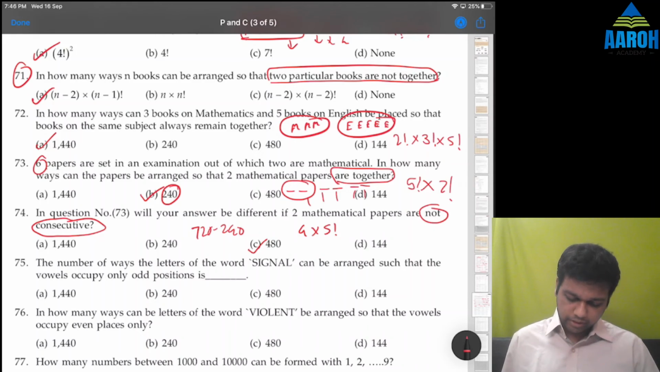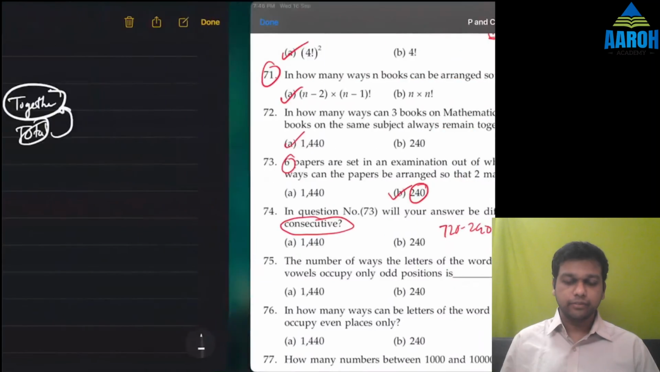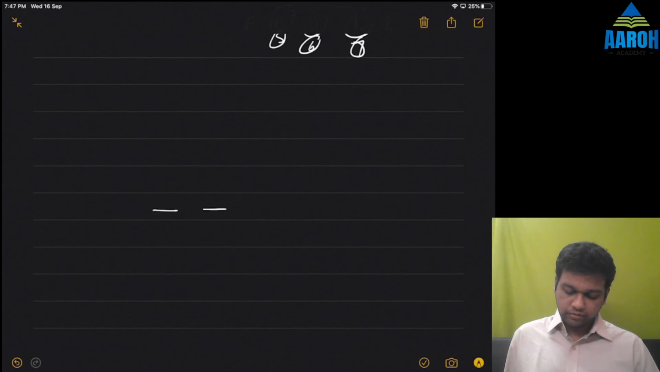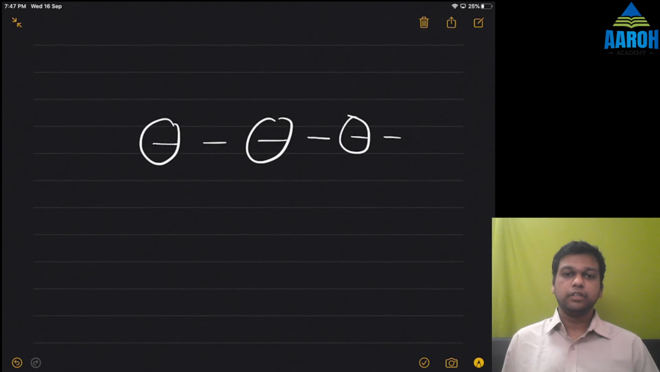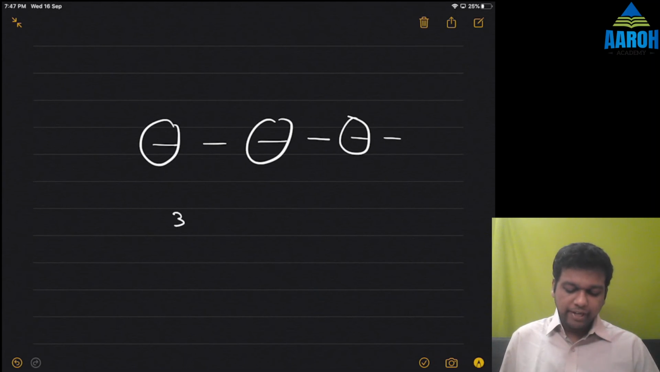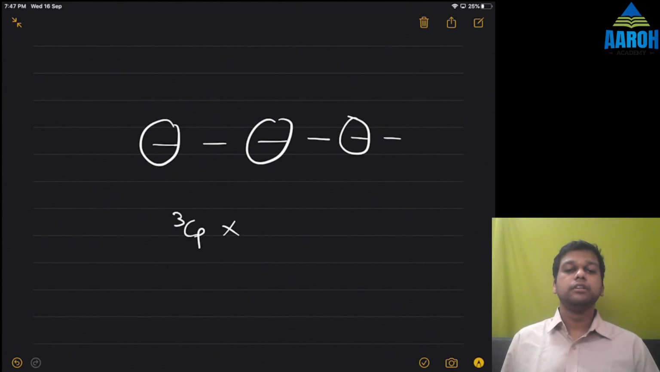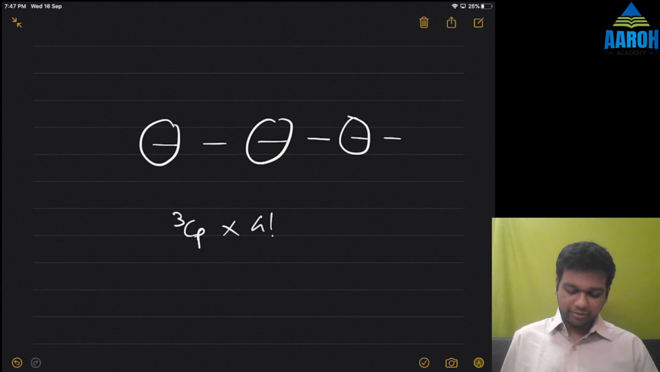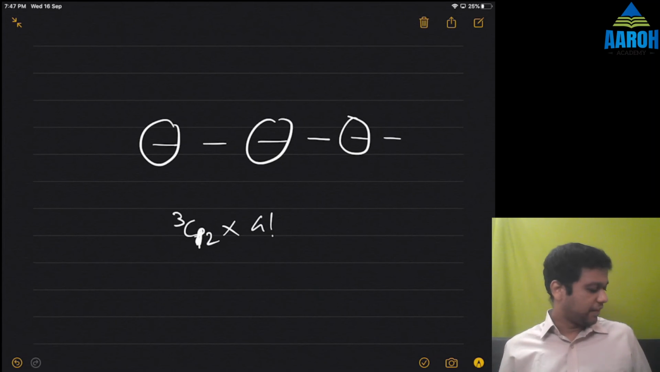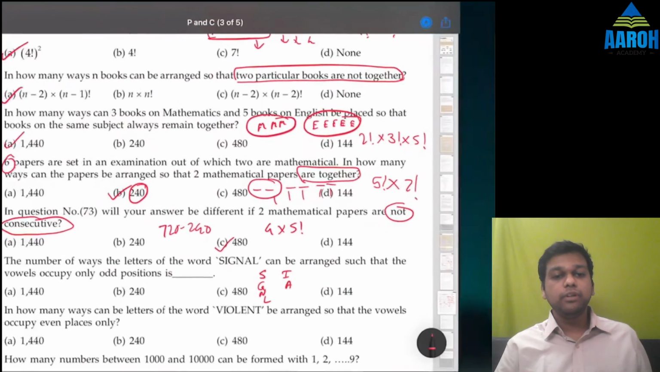The number of ways the letters of the word signal can be arranged such that vowels occupy only odd positions. Okay. S, I, G, N, A, L. There are only two vowels. Odd positions are 1, 3, 5. There are only two vowels. So 3P2 will be the ways. And then consonants we can arrange anywhere. So remaining 4 consonants can be arranged in 4 factorial ways. So 3C, okay, I wrote P. 3C2 into 4 factorial. So 3 into 4 factorial is how much? 72 will be the correct answer.